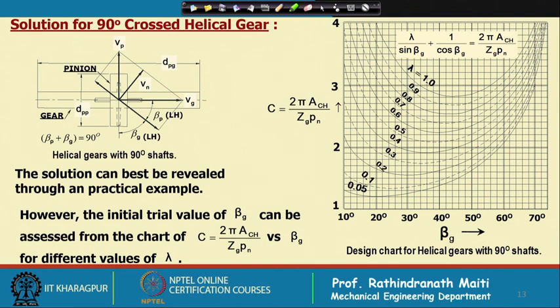And we have plotted these lines for different lambda. Lambda may be 1, where the teeth number of pinion and teeth number of gear are same, and it may be as low as 0.05, which is at the bottom.